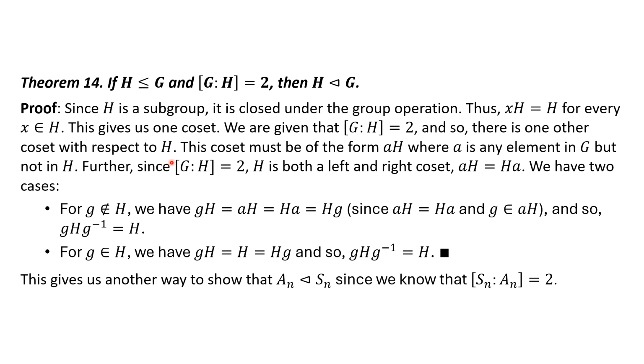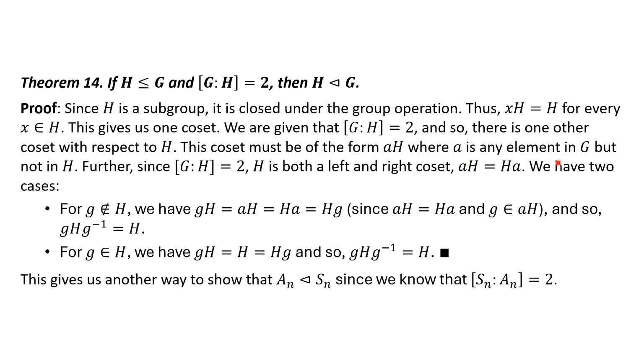So there's one other coset, and that would be of the form aH, where a is an element of G but not in H. If it was in H, we'd be back to this first coset. But since there's only two, we know that the left and right cosets have to be the same. And so we have this equality here.